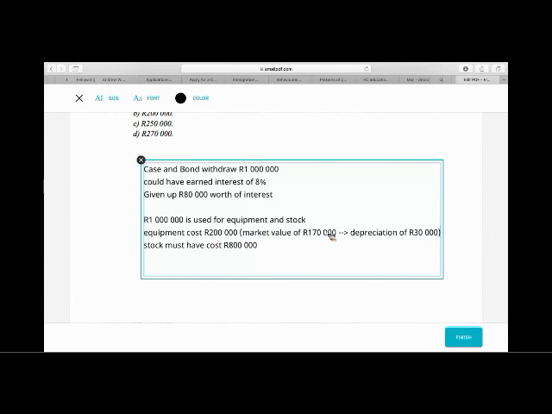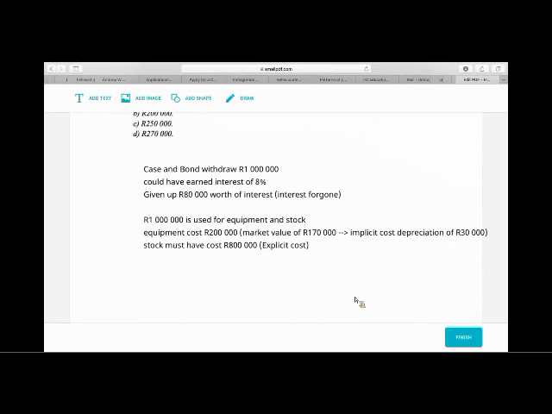So the 200,000 rand wouldn't be a cost, only the 30,000 depreciation. The remaining 800,000 rand that was spent on stock would be a cost. That would be an explicit cost. So in that question, the R1 million has a few costs attached to it. It has a cost in terms of interest foregone. It has a cost in the form of stock, which is explicit. And then it has another implicit cost in the form of depreciation.